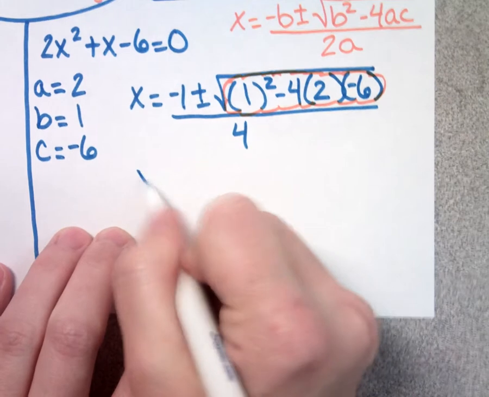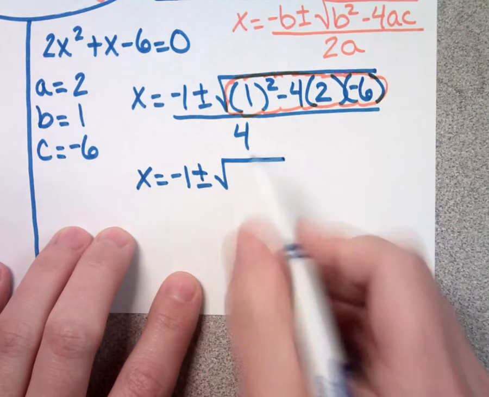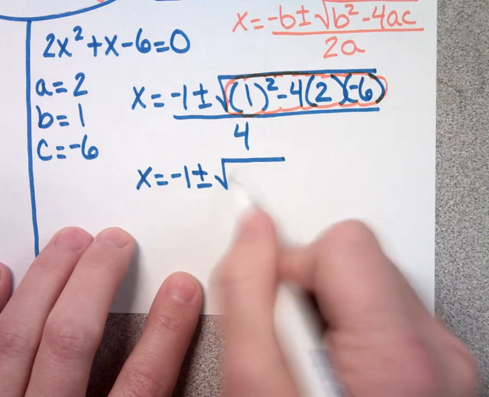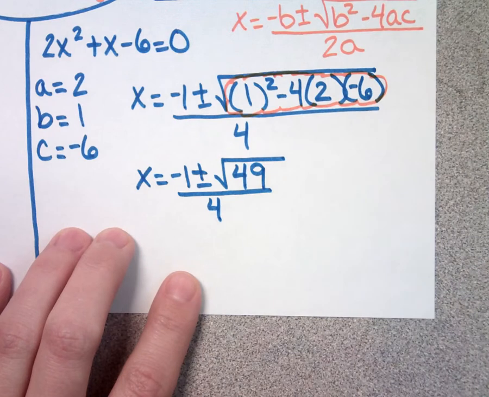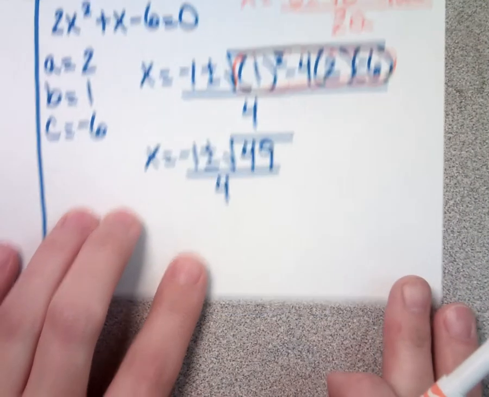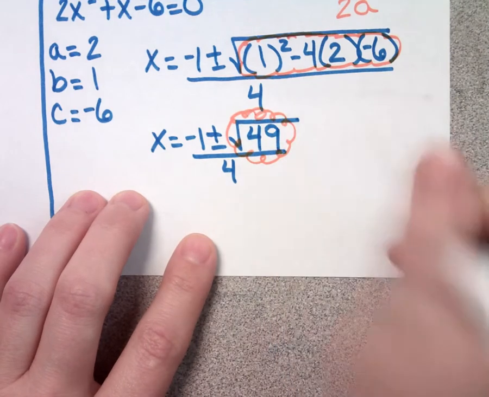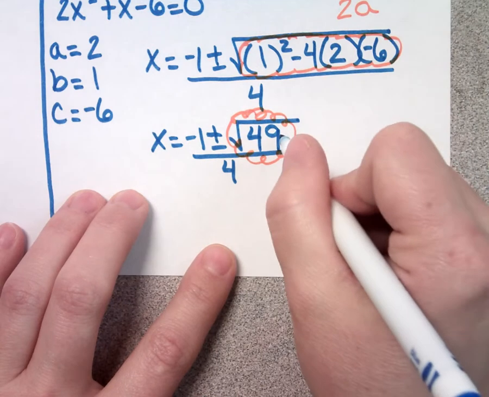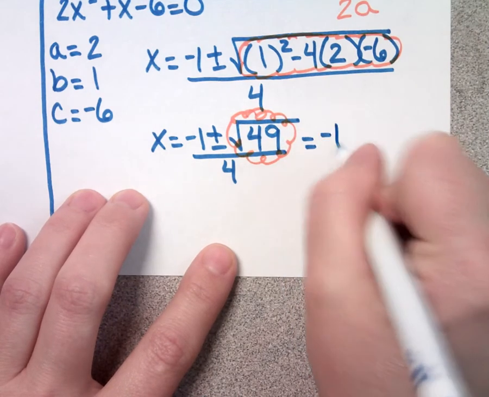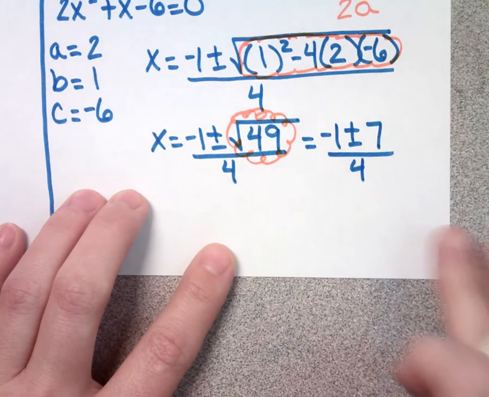Okay, so I'm going to recopy that x equals the negative 1, the plus or minus, the square root. I got a 49 when I calculated that underneath, and recopy the divide by 4. Next thing I want to do is see if I can actually take the square root of 49 and get something pretty. Can you take the square root of 49 and get something pretty? Yes, I can. You get a 7. So negative 1 plus or minus 7 over 4.